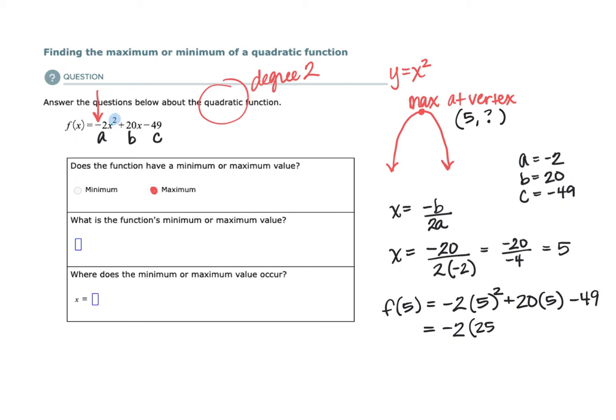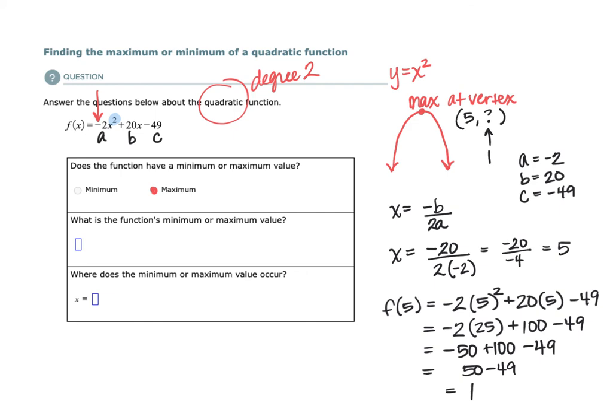5 squared is 25, 20 times 5 is 100, so we have negative 50 plus 100 minus 49. Negative 50 plus 100 is positive 50, and positive 50 minus 49 is positive 1. So that means that the y value of our vertex here is positive 1.